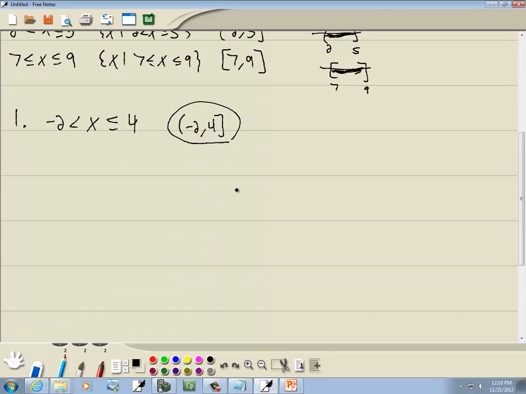Without using the table, once you get comfortable with it, less than is always parentheses. Less than or equal to is always bracket. And then it's between two values, so it has to be a smaller number, comma, a larger number. Now, if you've got interval notation, the graph is very easy. Parentheses on negative 2, bracket on the 4, and we're shading in between them. And that's our answer.